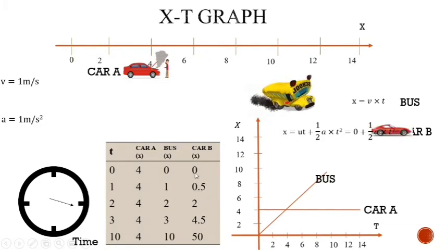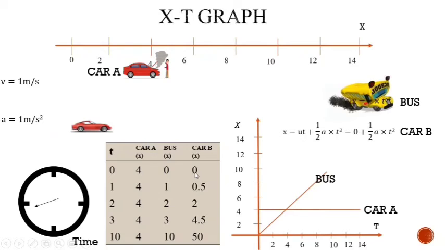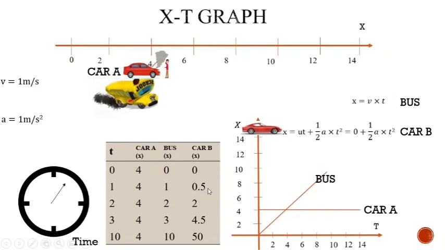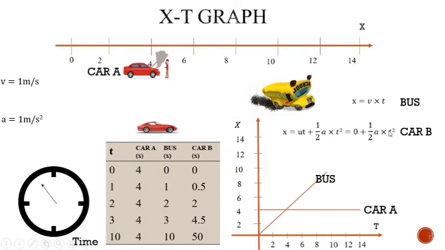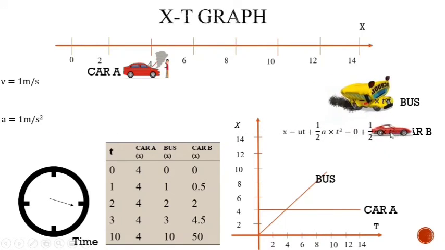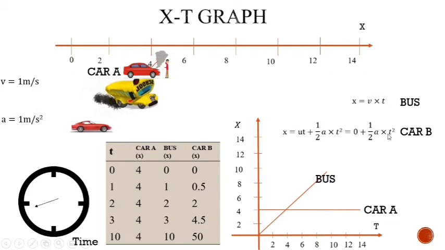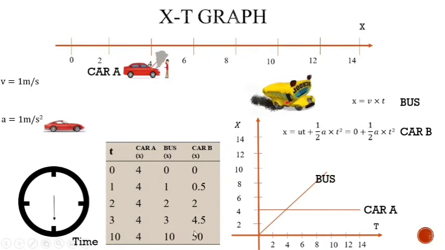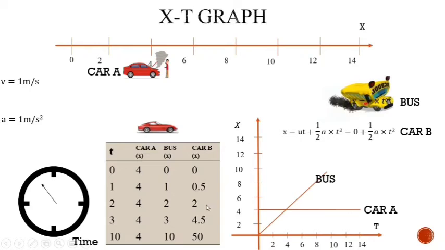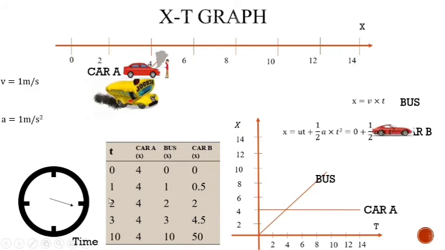If you put different times in this equation, you will get this kind of output for the displacement. At 0 time, the displacement is 0. At 1 second, displacement will be 0.5. And at 10 seconds, if you put at time t equal to 10, it will become 100, and acceleration is 1 meter per second squared. 100 by 2 will become 50. So in this way, you will get different displacement at different time.